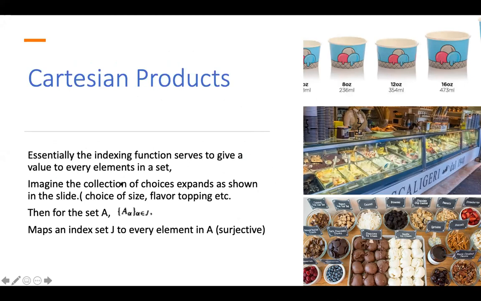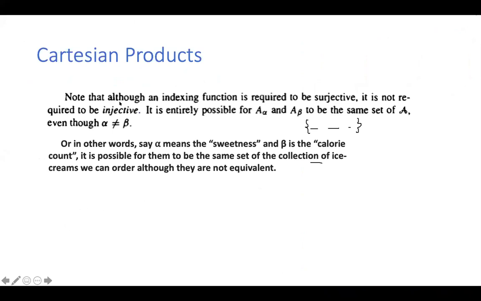Let's say we expand this a little bit and we have these different sizes and these different flavors of ice cream and these different toppings that we can add, right? So then for the set A, it maps an index set J to every element in A as a surjective function, or more properly put, that although an indexing function is required to be surjective, this is something you should just be aware of. Let me come back to this.